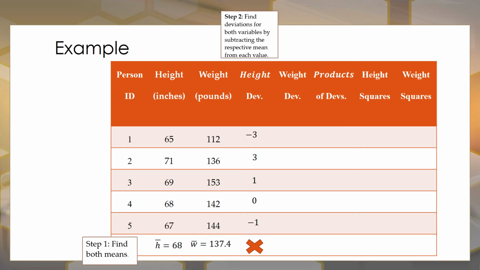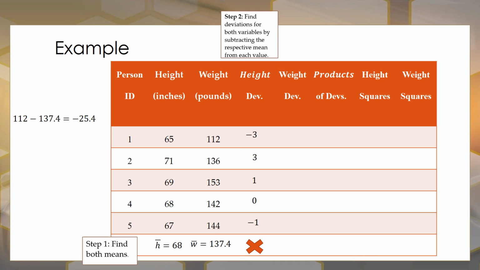Remember, the same thing with variance. The deviations are going to equal 0, so that's why you square them in variance. But we're going to do it a little differently here. Now I'm going to do the same thing for weight. And so I have 112 minus 137.4 because that's the mean for weight, and this is a weight value.